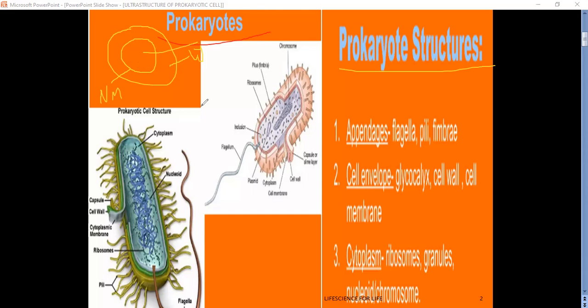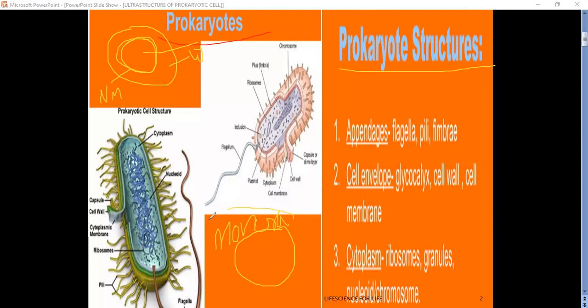And prokaryotes are the ones which don't have this nuclear membrane. Then the cell will look in this manner: it doesn't have any nuclear membrane and it is not compartmentalized. This type of cell is called a prokaryotic cell. Prokaryotic cells are present mostly in one kingdom, that is Monera.